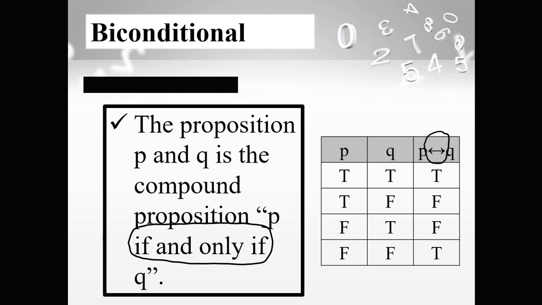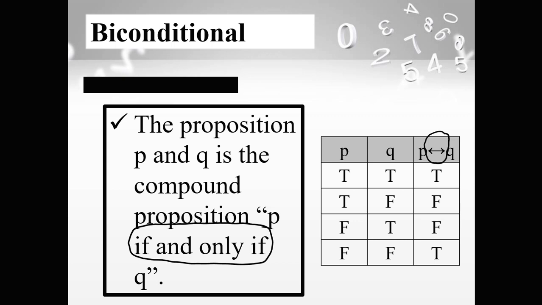So, dito naman sa biconditional, sa table niya or sa rule niya, makikita natin na kapag parehong true at kapag parehong false, then the whole statement will be true. Kapag magkaiba, will be false. So, again, para lang siyang multiplying like and unlike signs.